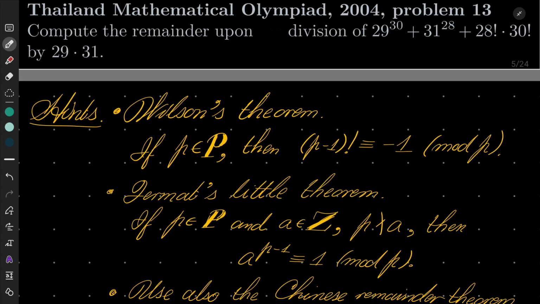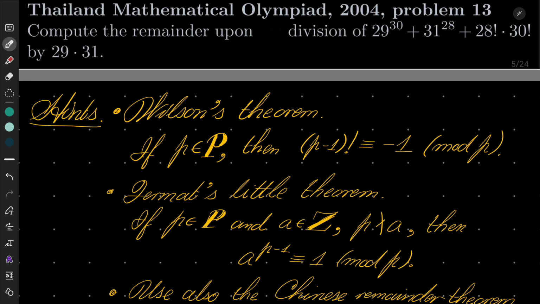Hello friends, in this video I'd like to solve this very standard number theoretic problem from the Thailand Mathematical Olympiad 2004, problem number 13. We wish to compute the remainder upon division of 29 to the power of 30 plus 31 to the power 28 plus 28 factorial times 30 factorial, by 29 times 31.